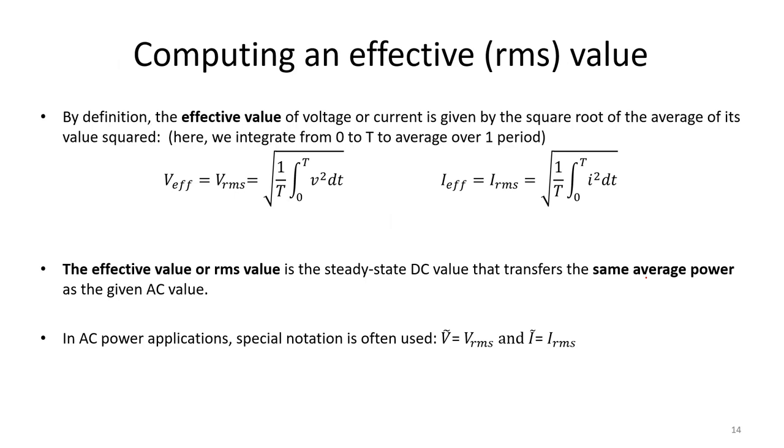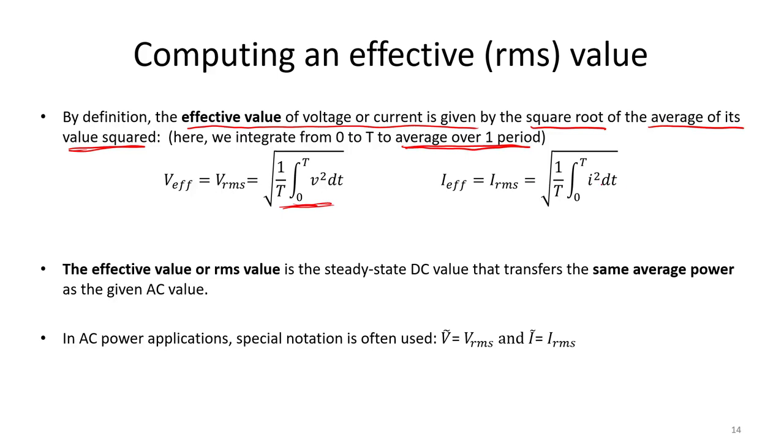Here's how we actually calculate that RMS or effective value. By definition, the effective value of a voltage or current is given by the square root of the average of its value squared. That's why they call it root mean squared. You're taking the square root of the mean squared. Here we take an integral to average the sinusoid's behavior over a full period T, and that allows us to get our mean value. Then we take the integral such that we get the average, and then we take our square root.